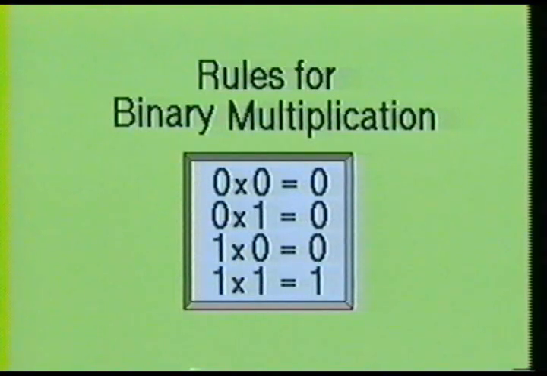Here we see the rules for binary multiplication. As you can see, 0 times 0 equals 0, 0 times 1 equals 0, 1 times 0 equals 0, and 1 times 1 equals 1. The process of binary multiplication is quite similar to decimal multiplication in that the multiplicand is multiplied by the least significant bit of the multiplier. However, the partial products are added at each step of the process. An example should clarify this procedure.